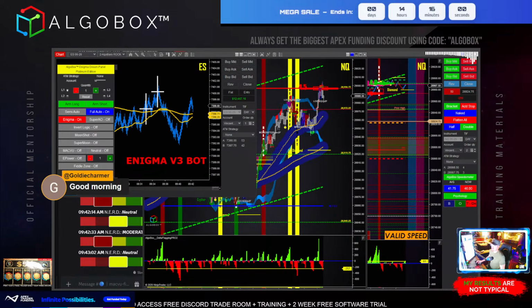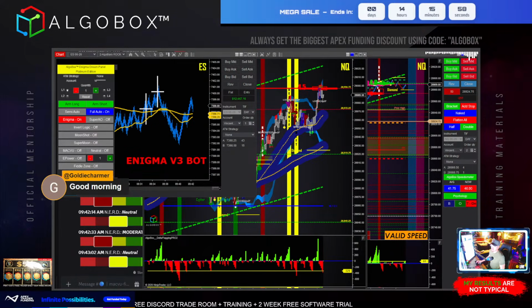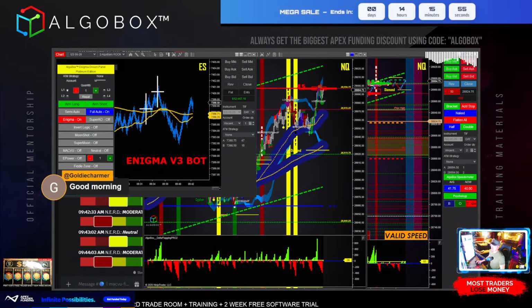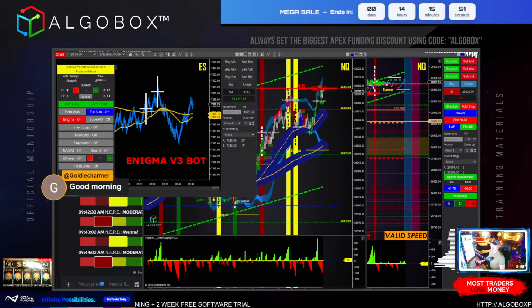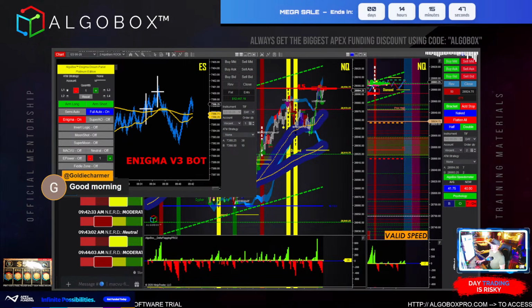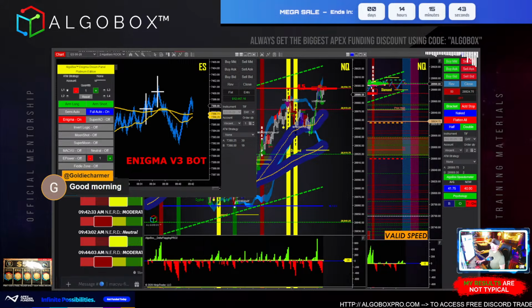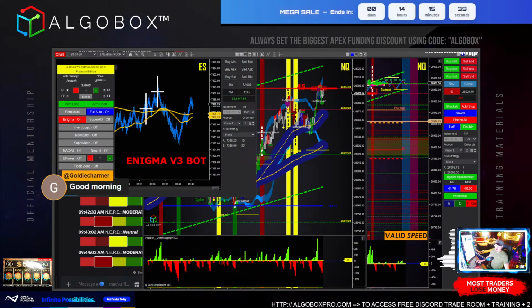NQ on the 7. NQ on the 35. Nerd is still red. Sure doesn't feel like it. NASDAQ just ignoring his buddies. Yeah, NASDAQ just kind of keeps waiting for ES to point up.